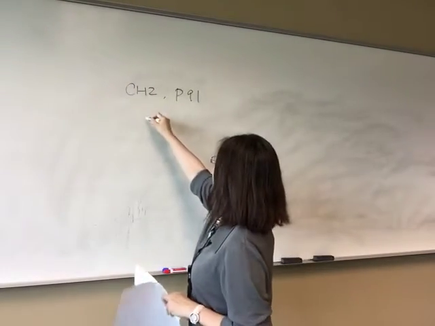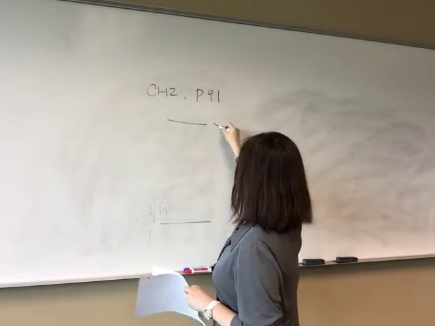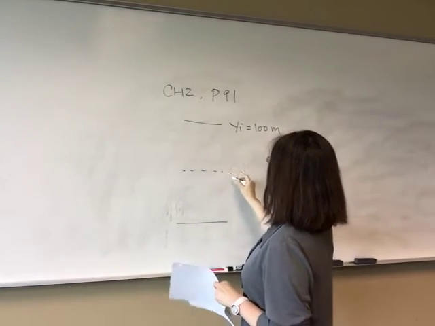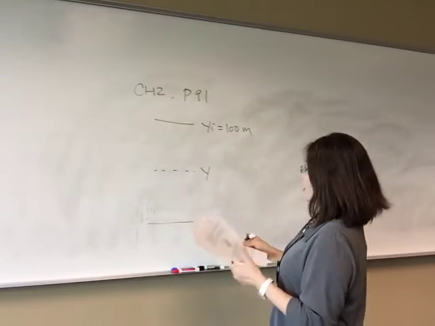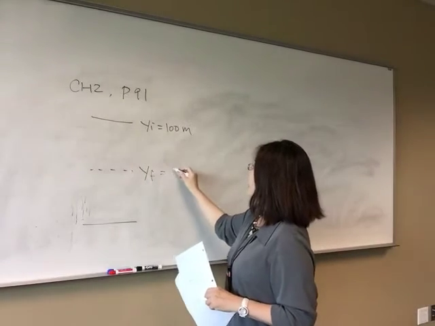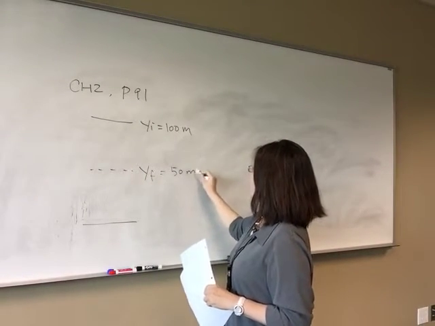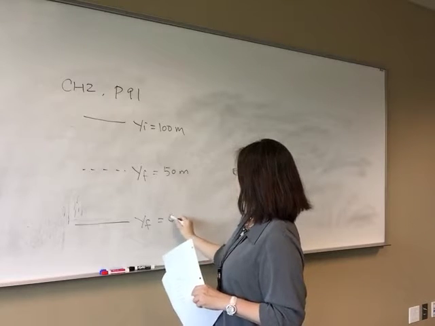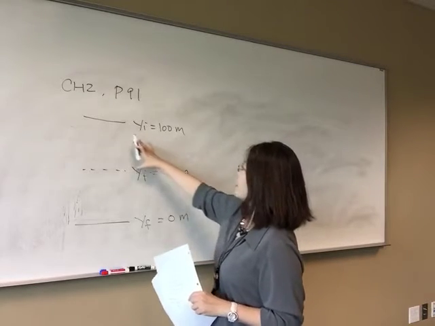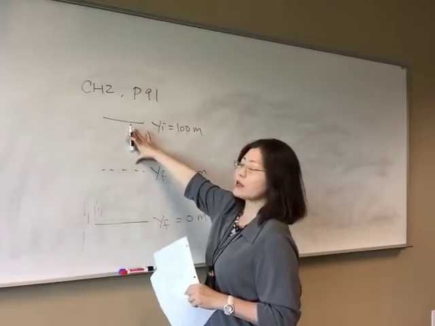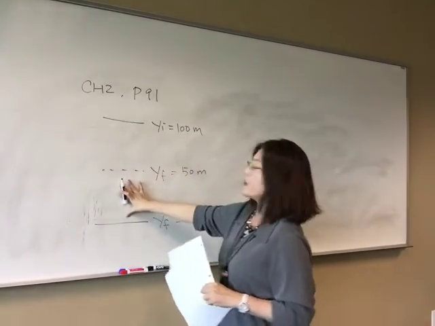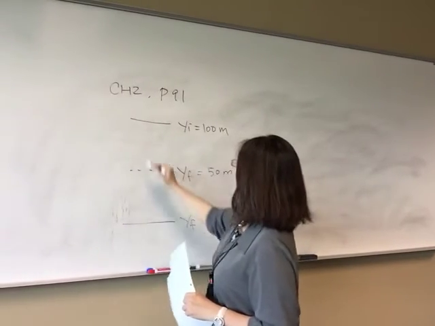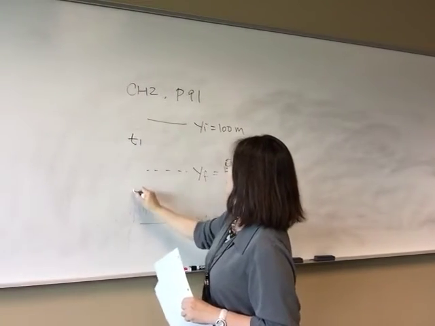So you have a rock that's positioned at an initial height of 100 meters, and then there's an intermediate height, called YF, at 50 meters. And then the final height, which is at 0 meters. So this will be the first 50 meters, and this will be the second 50 meters. You want to find the time. So we can call this T1, and we can call that T2.